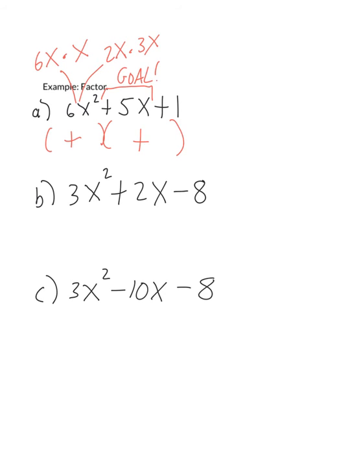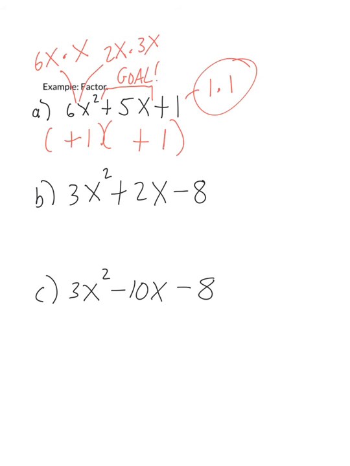The multiples of the last term, since the last term is 1, it has to be 1 times 1. That's the only pair that works. So the multiples that correspond to the last term go in the last spots. So for this question, we're really asking ourselves, which combination should we use to go in the first spots?